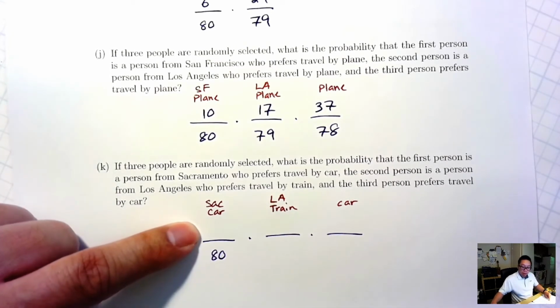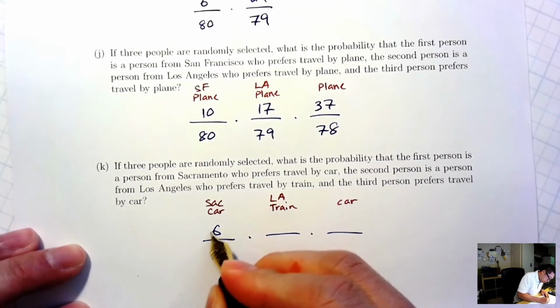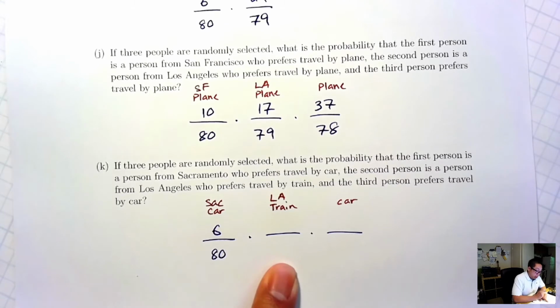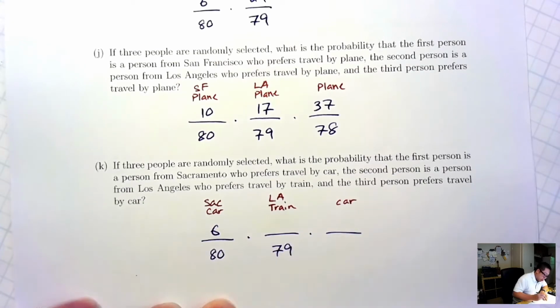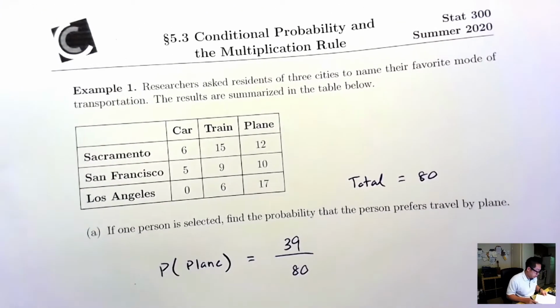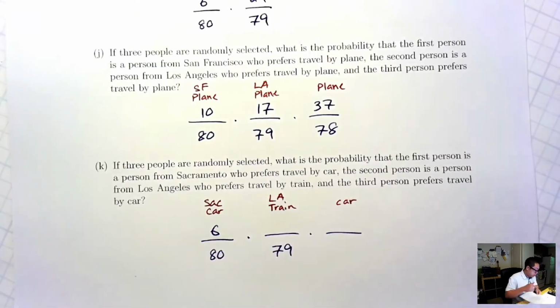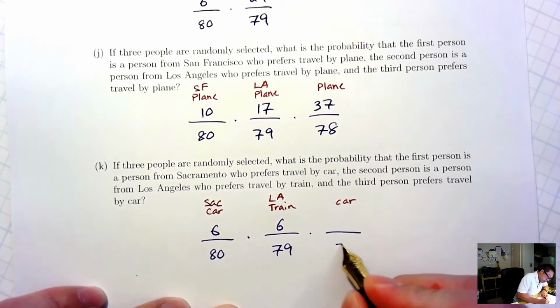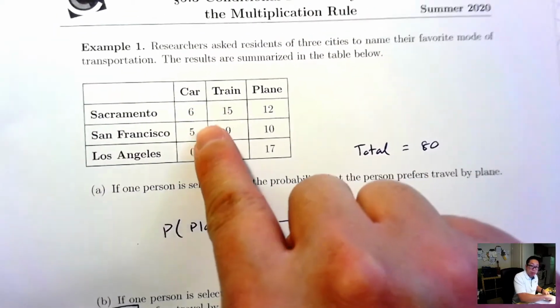Sacramento car, 6. Second fraction, the bottom, we're down by 1, so we should be at 79. LA train, 6. Third fraction, for the bottom, we're down by 1 again, so we're now at 78. And then car. Okay, car is 650.